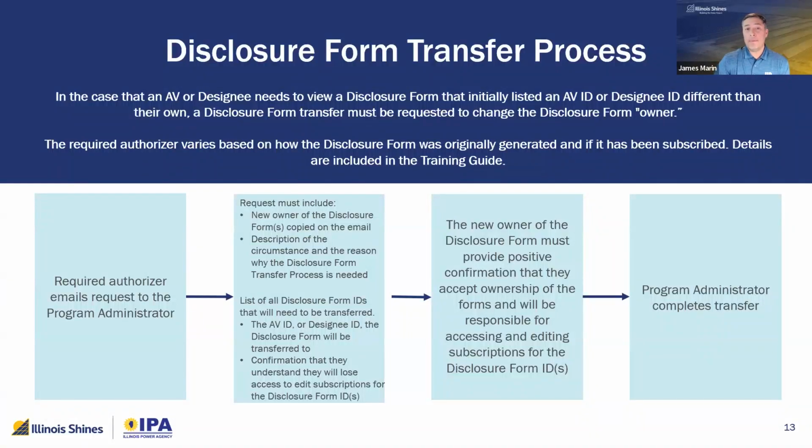The next step is for the potential new owner to provide confirmation that they will accept ownership of these DFs. And so once these emails come in, lastly, the PA will review them and make all the necessary changes and notify all the parties of the changes. And that is how the disclosure form transfer process is completed. All right, next slide.